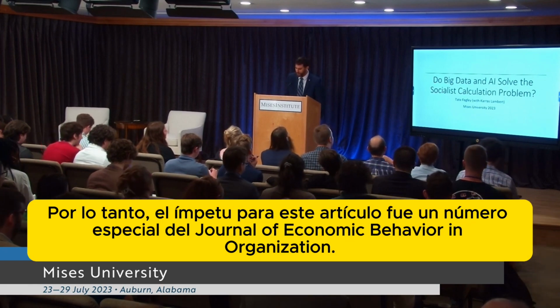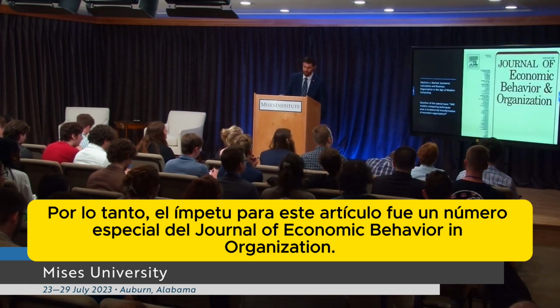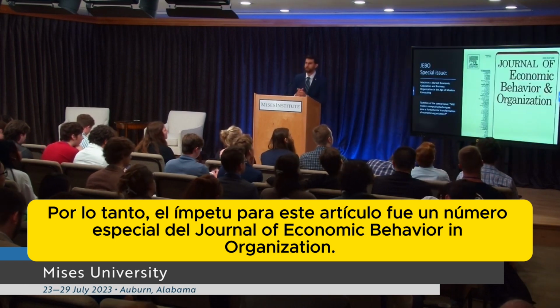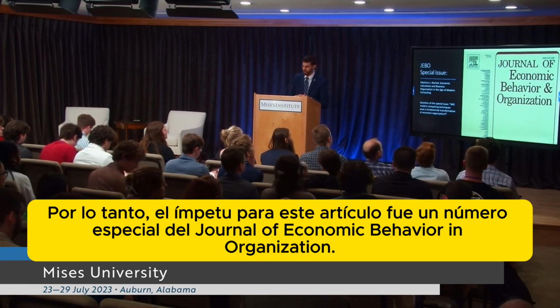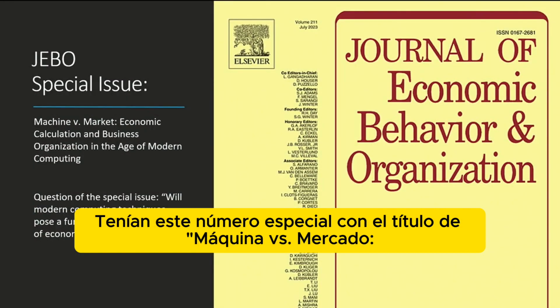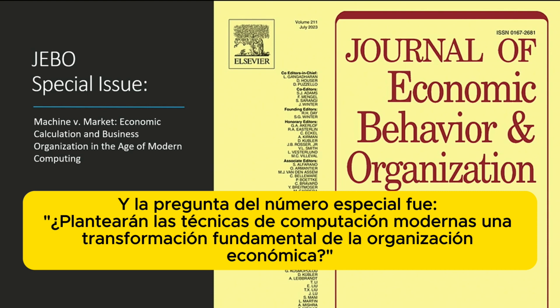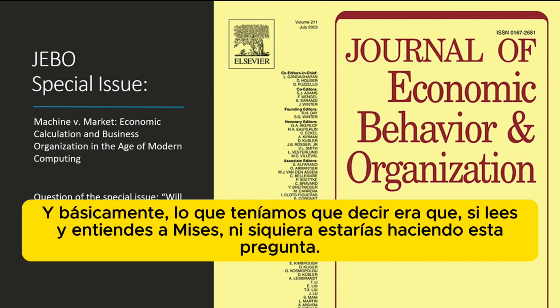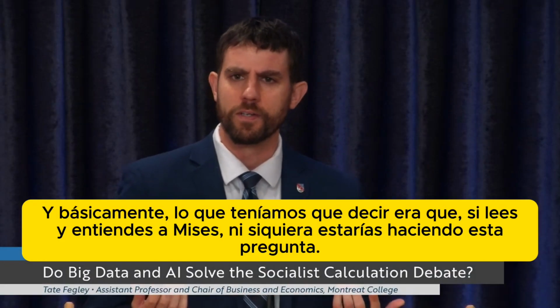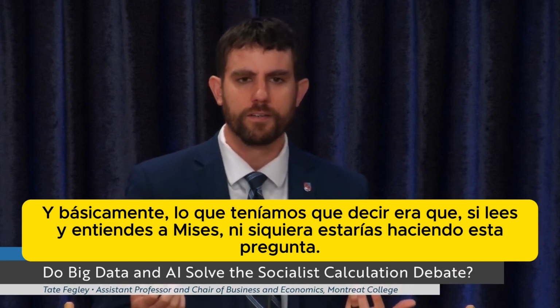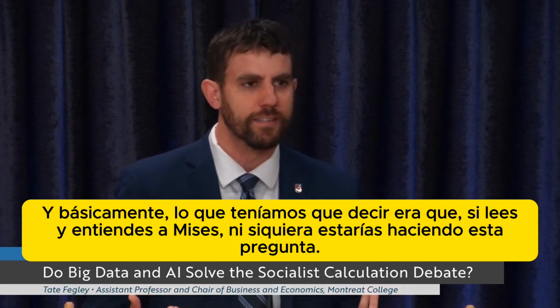So the impetus for this paper was a special issue of the Journal of Economic Behavior and Organization. They had this special issue with the title Machine versus Market, Economic Calculation and Business Organization in the Age of Modern Computing. And the question of the special issue was, will modern computing techniques pose a fundamental transformation of economic organization? And basically what we had to say was, if you read and understood Mises, you wouldn't even be asking this question.